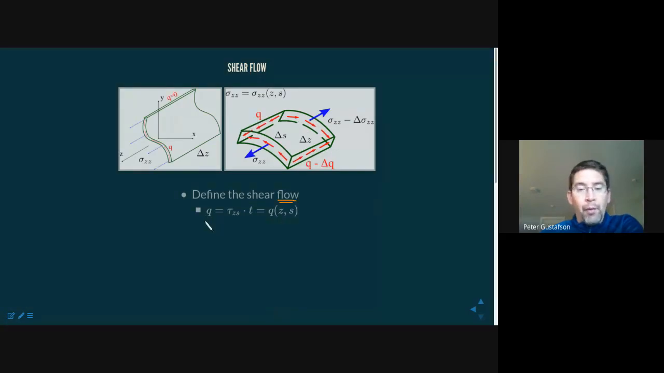The other thing that we're going to do is define the variable we will use, which is just called Q. So the shear flow is Q, and it is equal to the shear stress at a point times the thickness at that point in the cross section. So if I hold up my small section, whatever the shear stress is, again constant through the thickness, times that thickness, now gives us the shear flow.